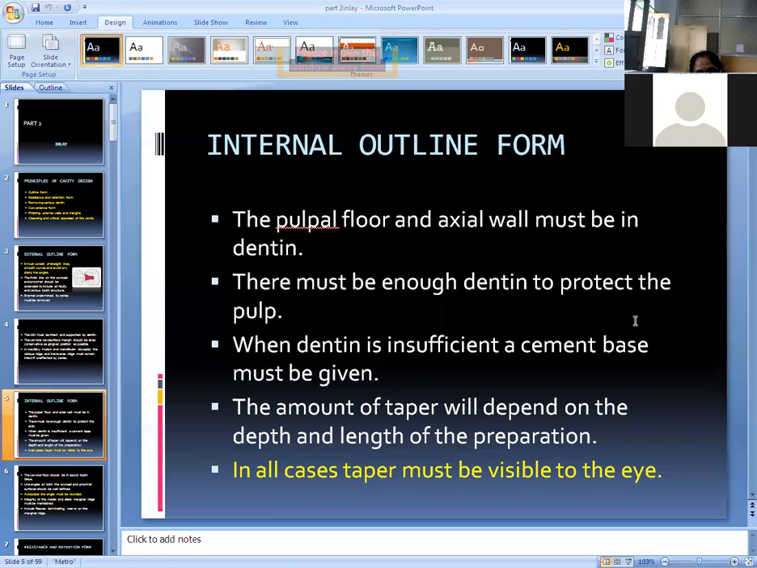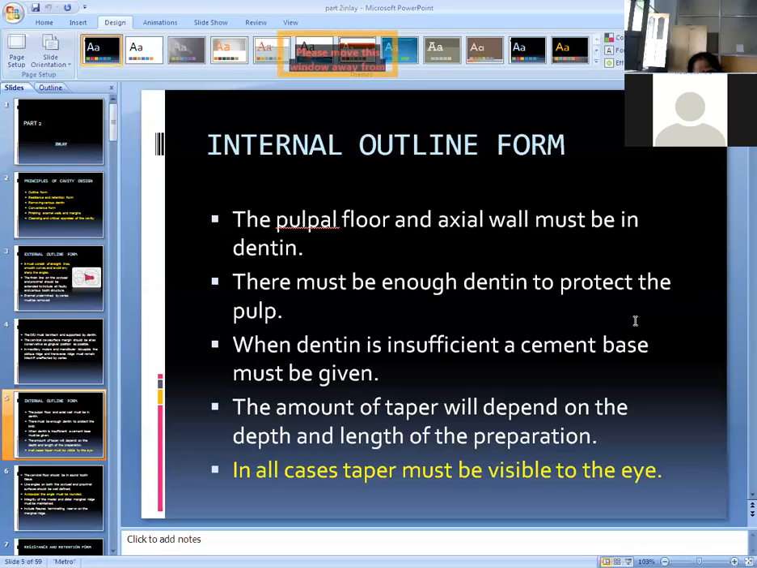So whatever the dentine is there, if the cavity is going deeper and your dentine is insufficient, then you have to give the cement base. Either you give calcium hydroxide or GIC, whatever cement you give, to decide the depth of the cavity. There should be sufficient distance between the restoration and the pulp so that you can protect your pulp. So whenever there is insufficient dentine, a cement base is mandatory.